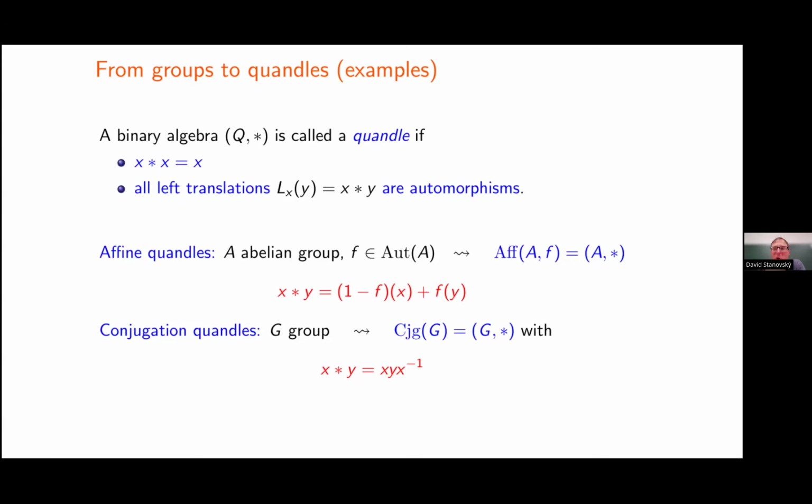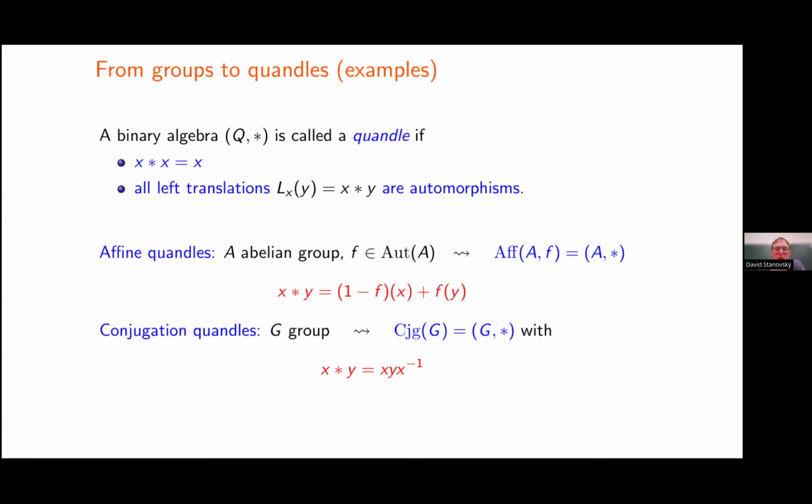So with each abelian group, you have quite a few of them, right? As many as the size of the automorphism group. Which, however, is not terribly big usually. Conjugation quandles are another classical example. If instead of the group operation, you take the operation x, y goes to y x y inverse, you get a quandle.